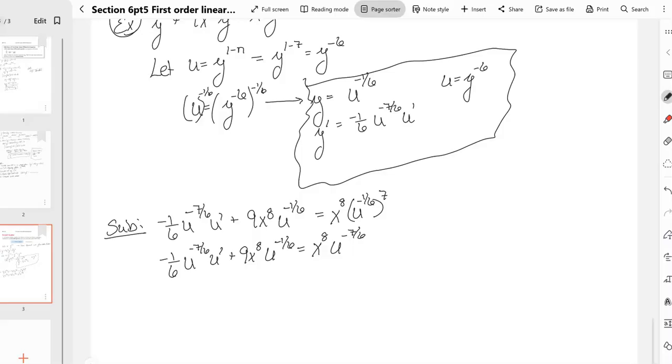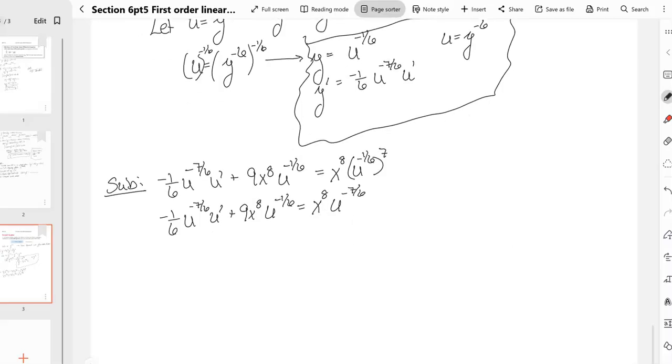So this is almost first order linear, but remember, you have to have a 1 in front of that prime value. So let's divide everything by that negative 1 over 6 u to the negative 7 over 6. I'm going to divide every term by that.